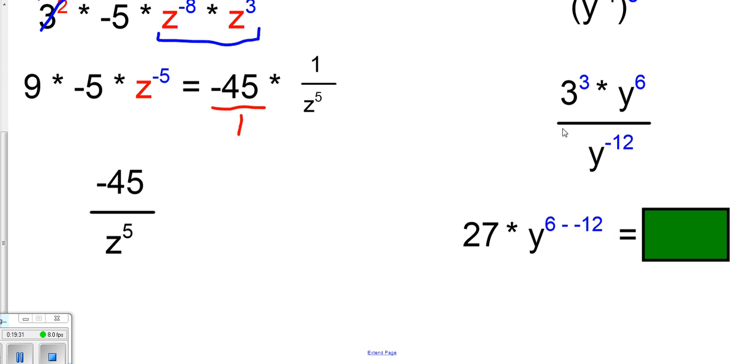Simplifying that out, 3 cubed is 27, 3 times 3 times 3 is 27. Y to the 6 over y to the negative 12. Remember our quotient rule, if these are the same base, one on top and one on bottom, you take the top, subtract whatever's on bottom. So 6 minus negative 12, which in the end will become 18. So we have 27y to the 18th power.